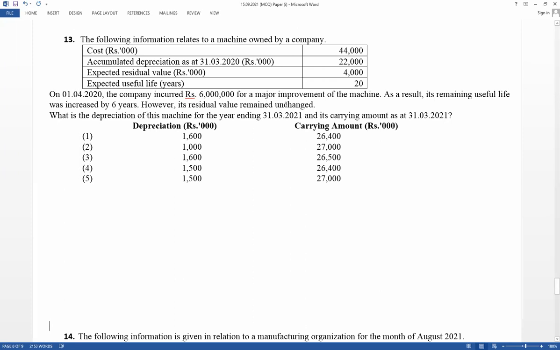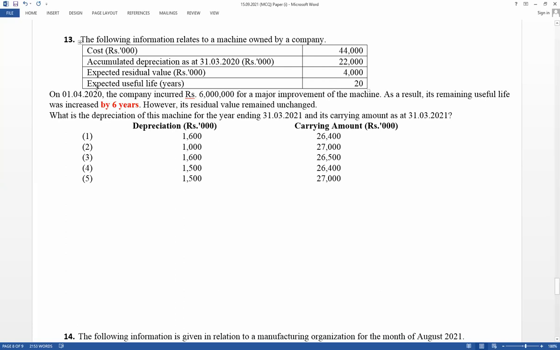the company incurred 6,000 for major improvement of the machine. As a result, its remaining useful lifetime was increased by 6 years. Therefore, it has not given the remaining lifetime clearly. You have to calculate it. Remaining lifetime is not given. Sometimes it is given as increased to 6 years, or revised as 6 years, then it is 6 years. But here it is given increased by 6 years, so it is never 6 years. You have to calculate. However, its residual value remains unchanged. Then what is the depreciation of this machine for the year ended 31st March 21? And the carrying amount.